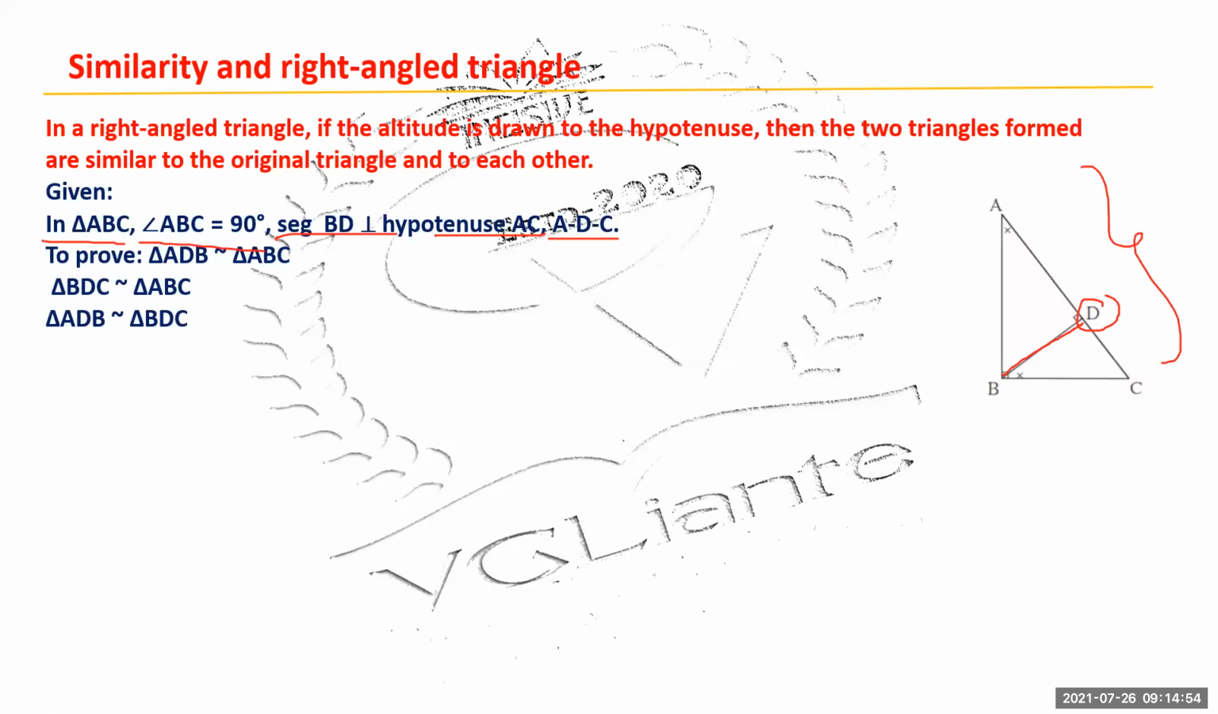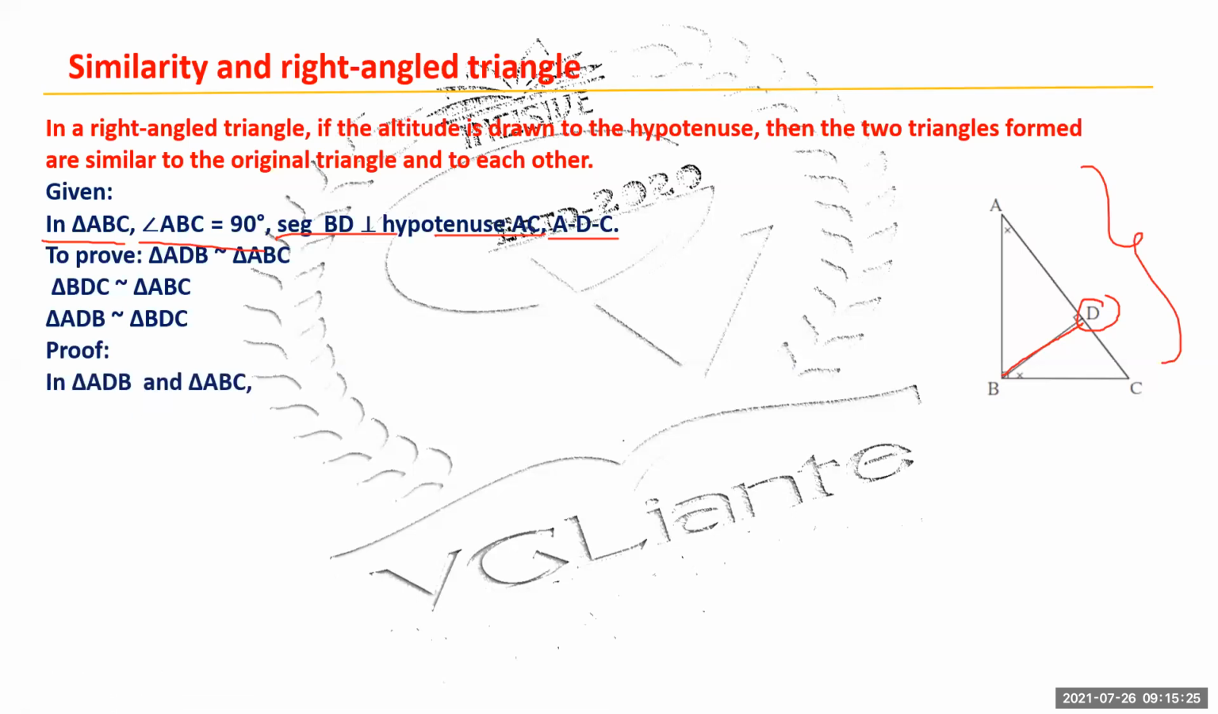Now, for similarity of triangles, how many tests are there? There are three tests. Out of those, which test is used on a larger scale? That is the angle test. So we'll keep our focus mainly on the angle test to prove these triangles similar to each other. Getting this? Now we'll begin with the proof.